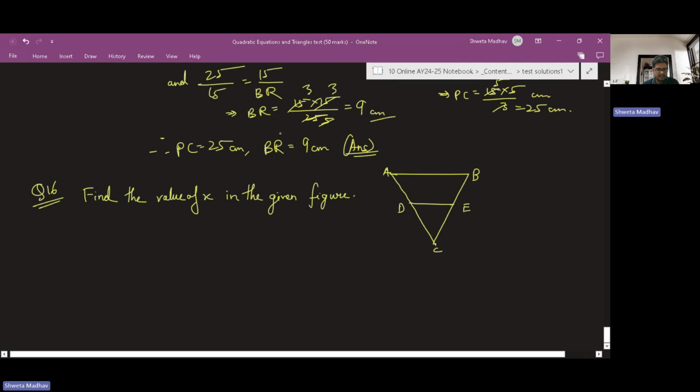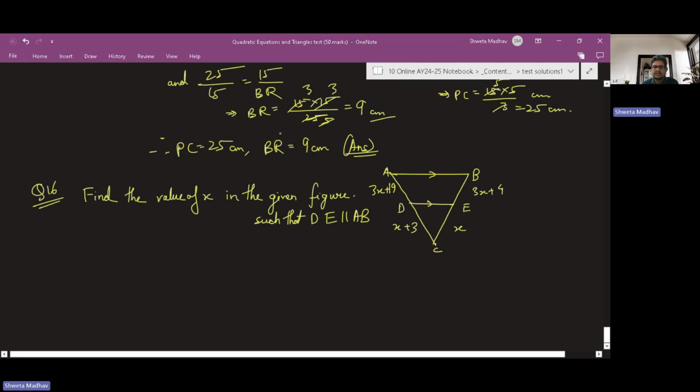Find the value of x in the given figure, such that DE is parallel to AB. DE is given parallel to AB, and this is 3x plus 19. DC is x plus 3. This is x. This is 3x plus 4.